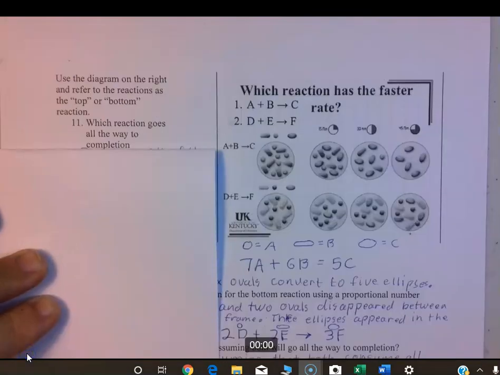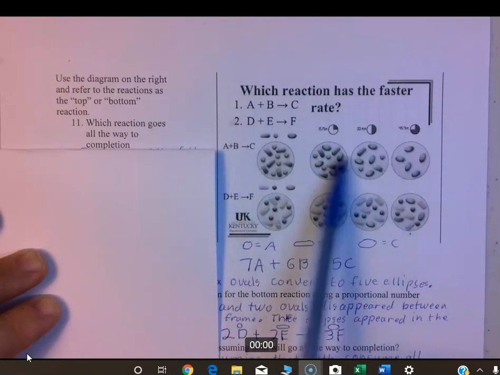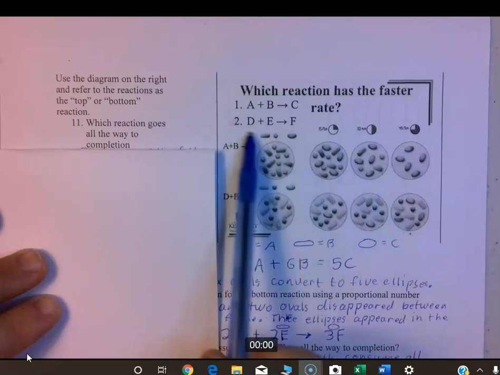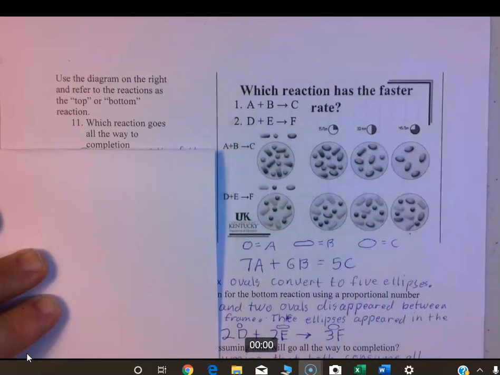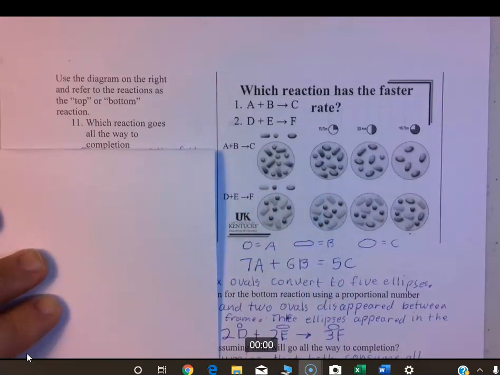Okay, now we're on to the second page, and we see a picture of a particulate diagram right there. Use the diagram on the right and refer to the reactions as top or bottom. So in other words, number 1 would be the top reaction, that's this one right here, and number 2 would be the bottom reaction, that's this one down here. So which reaction goes all the way? Well, it's a little hard to see in the reproduction, but you have basically 2 reactants.